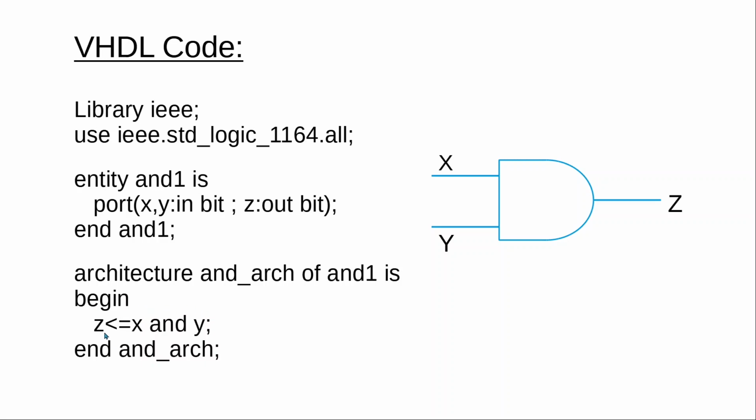Here we see z is less than or equal to x and y. Now z has the value less than or equal to x and y. So these two inputs will be operated with an AND operation. This AND keyword signifies the AND operation, and then the output will be stored in z, right? And then we end the architecture for that AND gate. Now this translates into a net list that looks like this. This is the diagram of an AND gate. This code will be translated into this kind of diagram.